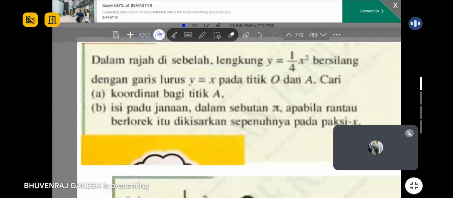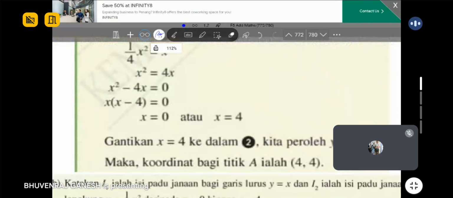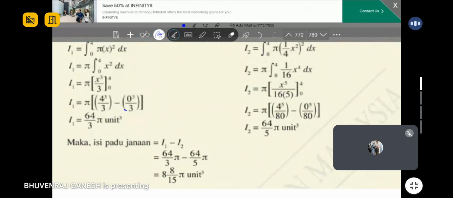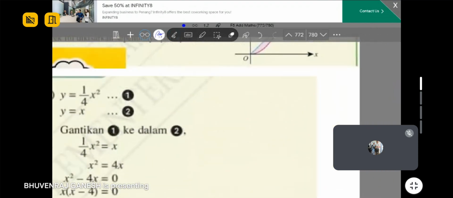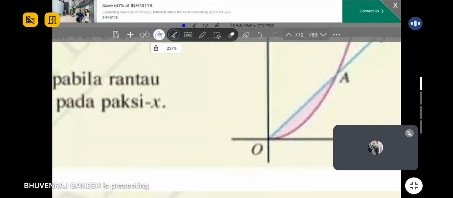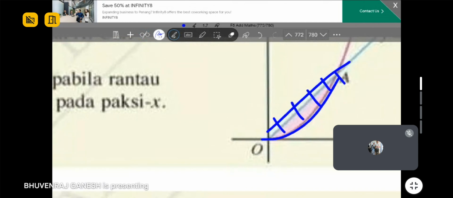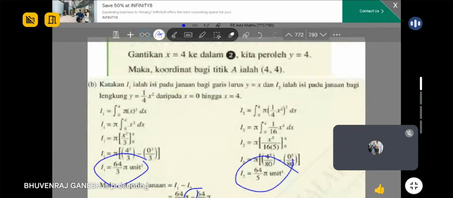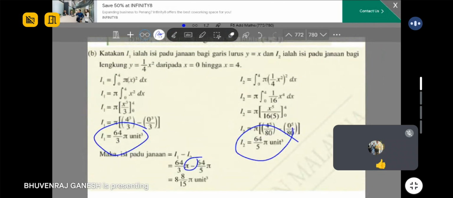So you will get the final answer. You see here, the volume is always positive. Isi padu selalu positif. So why minus? Because over here we take the line minus curve. Then you get this region. Understand, guys? Are you all clear? Everyone so simply, very clear, sir.